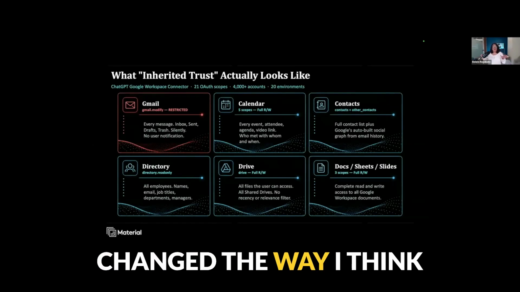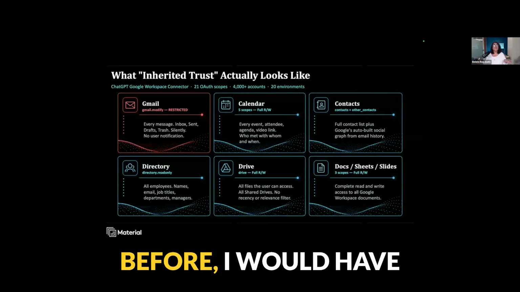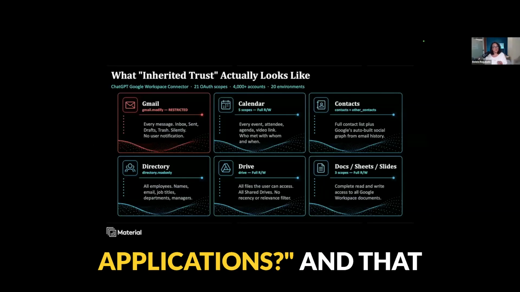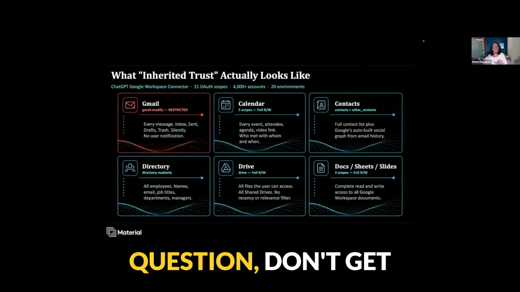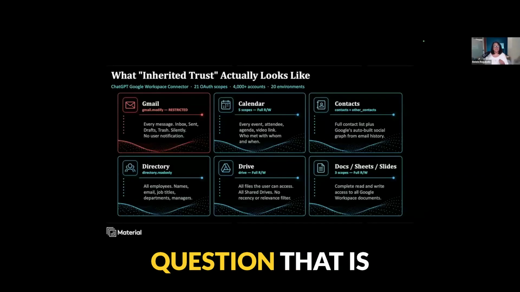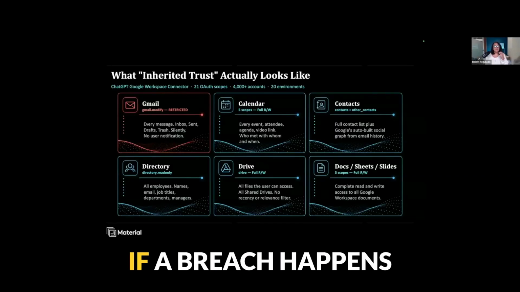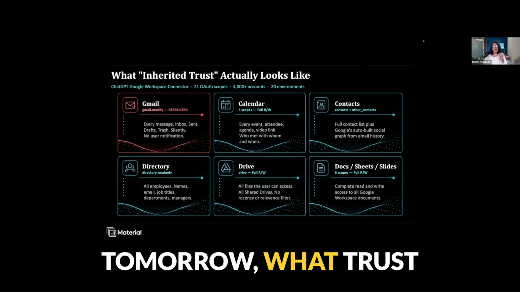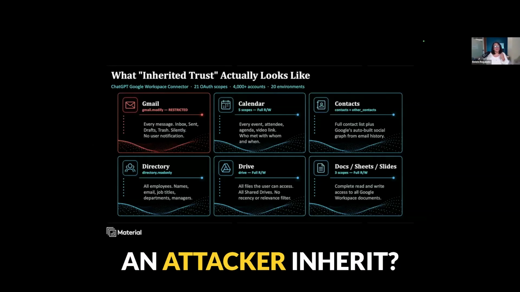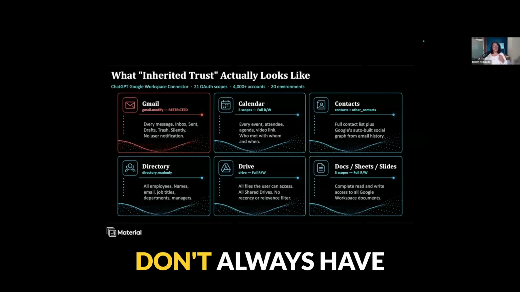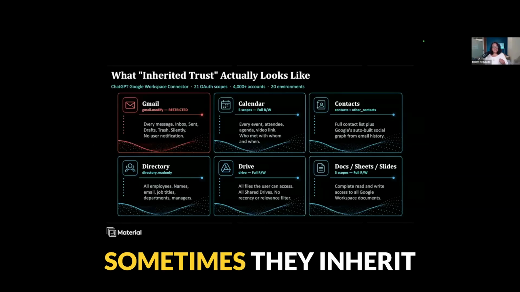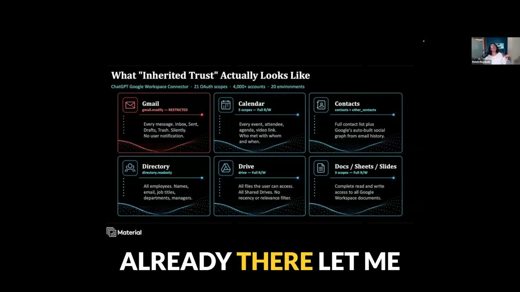This investigation changed the way I think about OAuth security. Before, I would have asked, how do we prevent users from authorizing risky applications? And that is still an important question, don't get me wrong. But after looking at this data, I think there is another question that is just as important. If a breach happens tomorrow, what trust decisions already exist? What authority will an attacker inherit? Because attackers don't always have to convince users to authorize something new. Sometimes they inherit the trust that is already there.